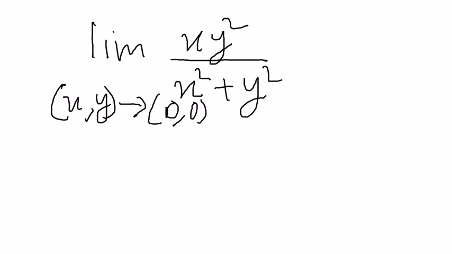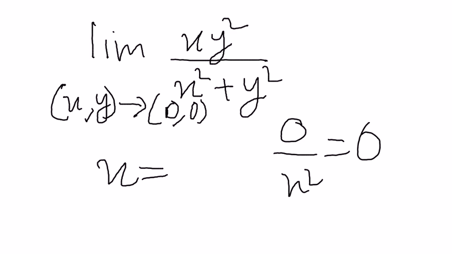Right, now what is this? So let's first try approaching it along the x-axis. That means y is 0, right? So that just becomes 0 by x squared. That's simply 0, right? So now what if we approach it along the y-axis? So then x is 0. So if x is 0, you get the same answer, 0. But let's try approaching it along the parabola, right? Along the parabola x equals y squared, and see what we get.